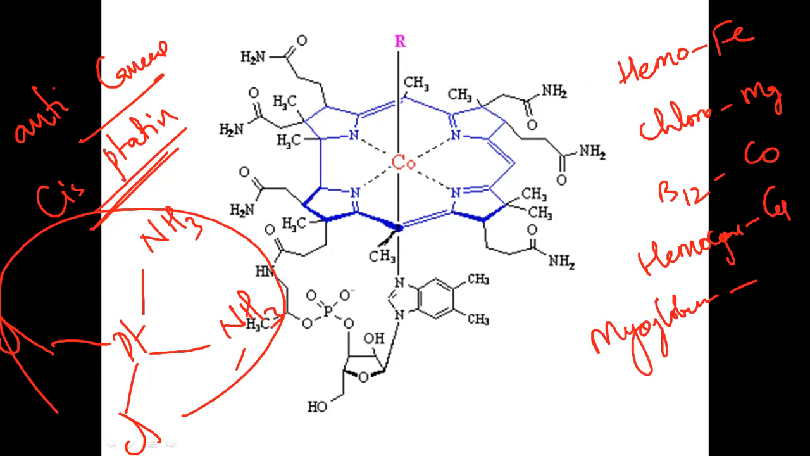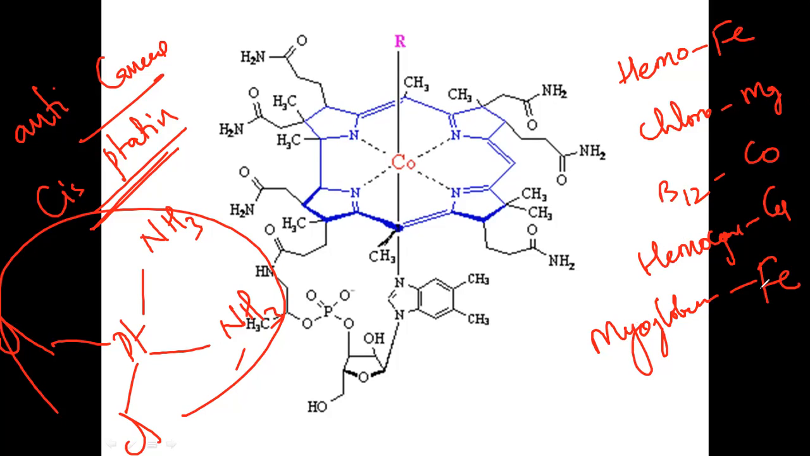Myoglobin, which is also present in our muscles, will store the oxygen, and hemoglobin will transport the oxygen. So you can easily understand the myoglobin also. Myoglobin also has iron as a central metal ion.